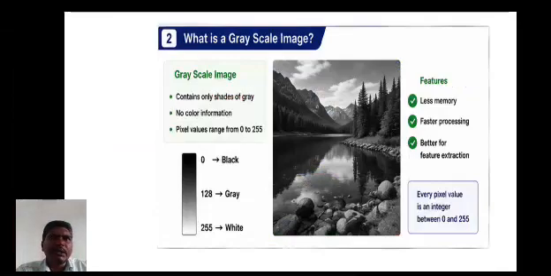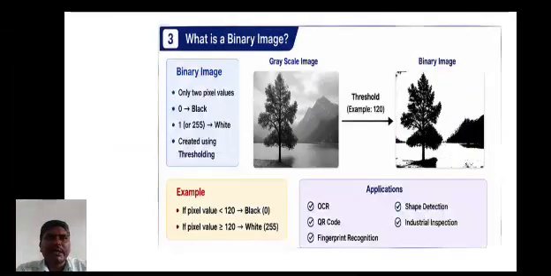Because a grayscale image stores only one intensity value for each pixel, it requires less memory than a color image. It is also processed much faster, which is why many computer vision applications first convert a color image into a grayscale image before performing further analysis. This makes grayscale images ideal for feature extraction and image enhancement.